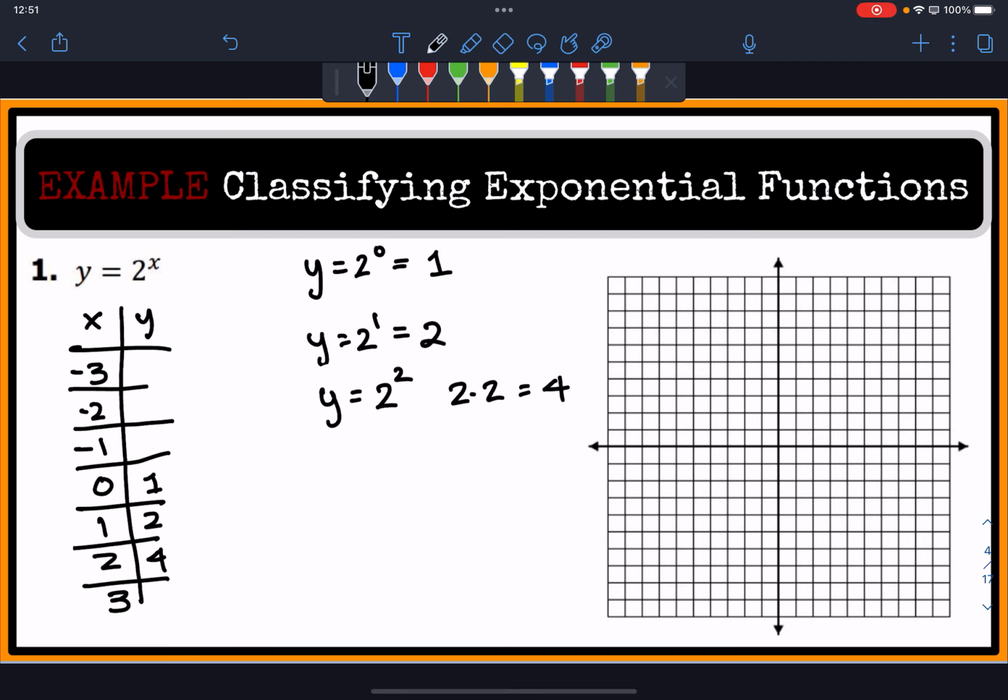So 2 to the second power. And then finally we have 2 to the third power, which means 2 times 2 times 2, which will be 8. Since these two equal 4, multiplying 4 with another 2 gives us 8.